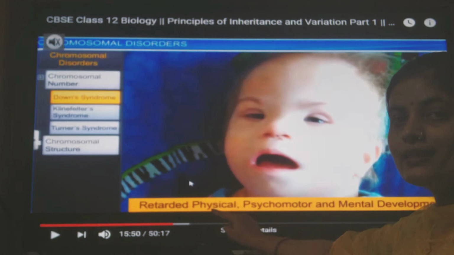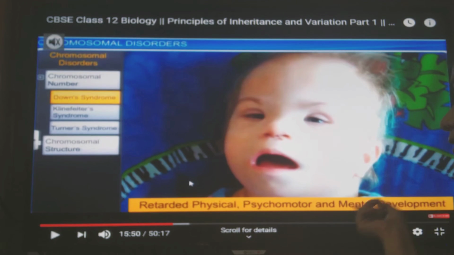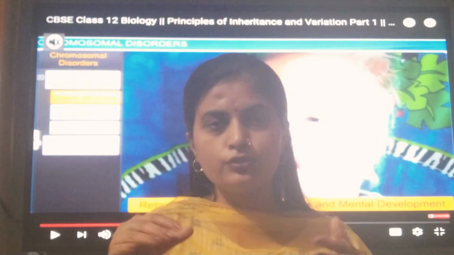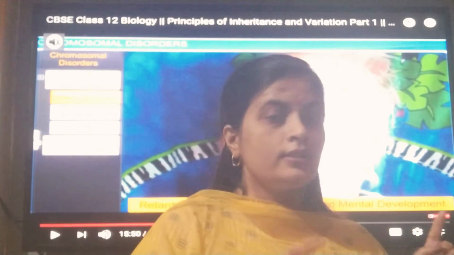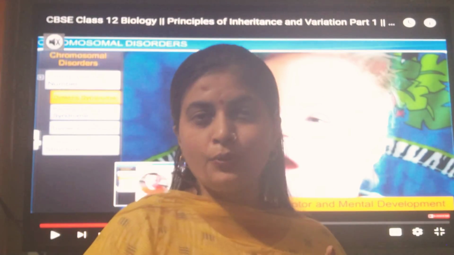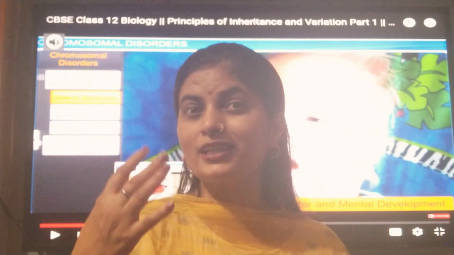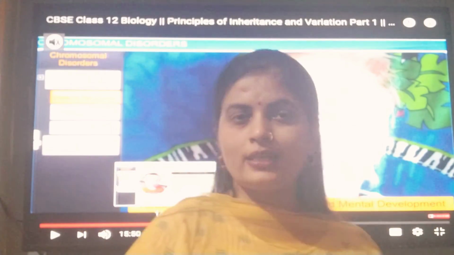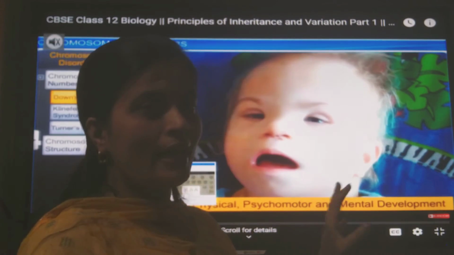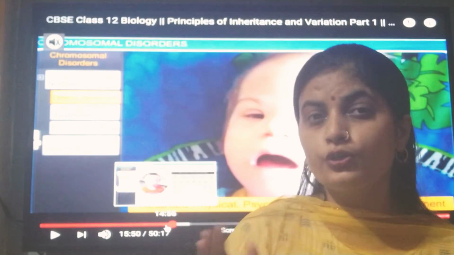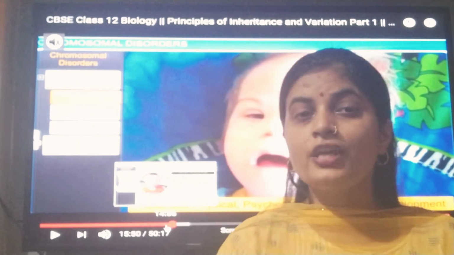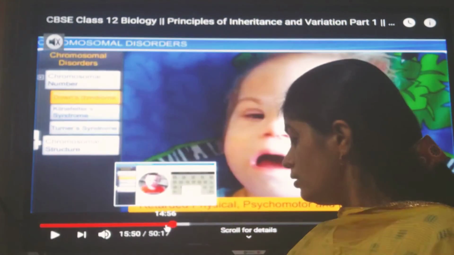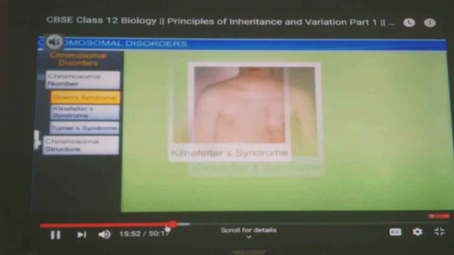What is here? Retarded physical, psychomotor and mental development. What is physical, psychomotor and mental development? Physical, you know that the body is not going to develop in the proper way. Psychomotor means the child is unable to understand things, like you see, the child interacts with the surroundings, with the people present at that place. So it would not be able to interact in a very proper way. Then the next one is mental development. Mental development is not going to occur in as nice a way as it has to occur in a normal child. That is the case of Down syndrome, which is representing trisomy of the 21st chromosome.